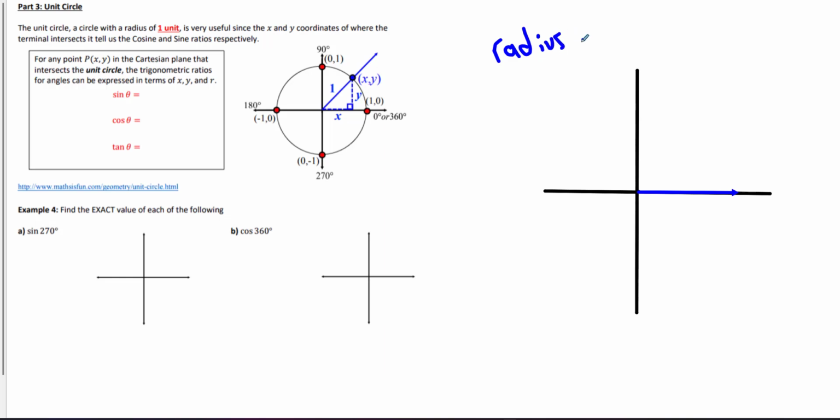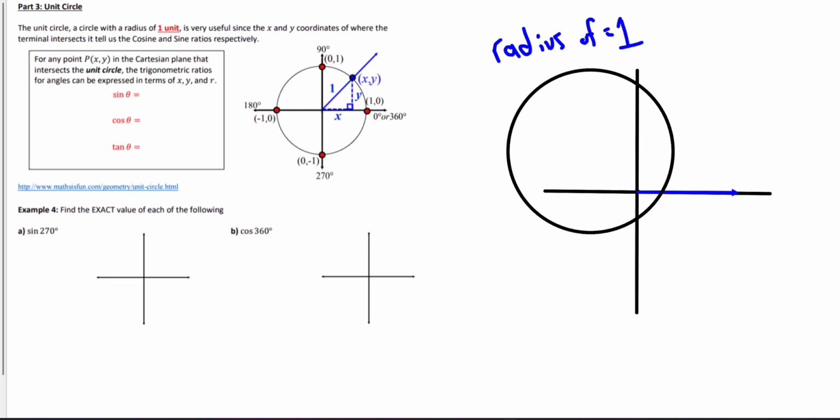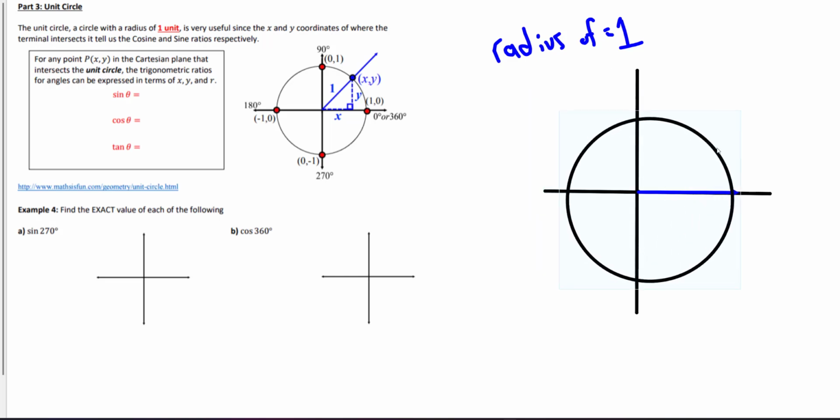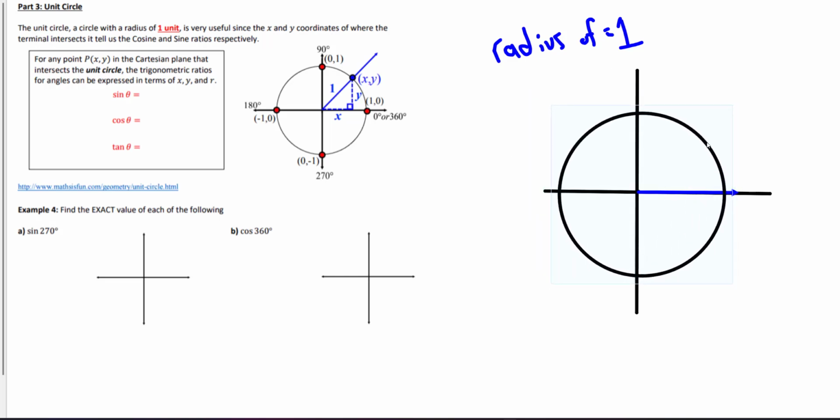Radius of 1. This is for a unit circle. So how does that affect our angles? Well, if it has a radius of 1, we know that the circle, let's center it. It looks about the center. Let's say this is our circle, right?